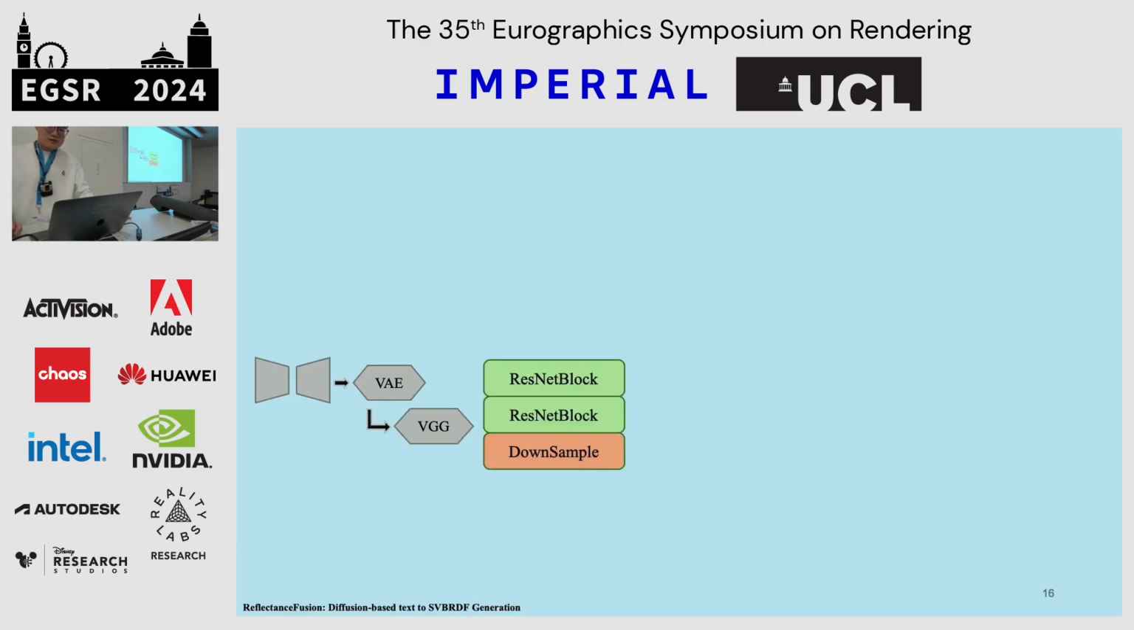Next, we plan to design the second part of our diffusion models. Given the limited size of the dataset, training a Stable Diffusion might not proceed normally. Therefore, instead of denoising in the latent space, we perform denoising directly in the SVBRDF space.